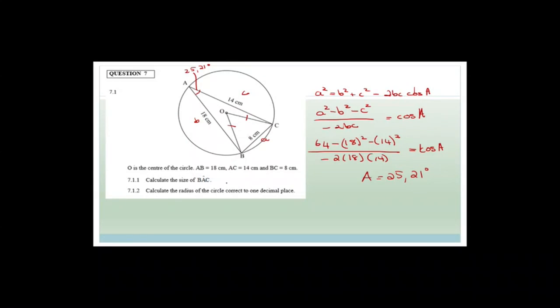Okay, now it says calculate the radius of the circle correct to one decimal place. So they want the radius, okay? But do you agree that we know that the angle at the center is twice the angle at circumference? So therefore, the angle at the center is going to be 2 times this, which is going to be 50.42 degrees. So this angle here is 50.42 degrees, right?